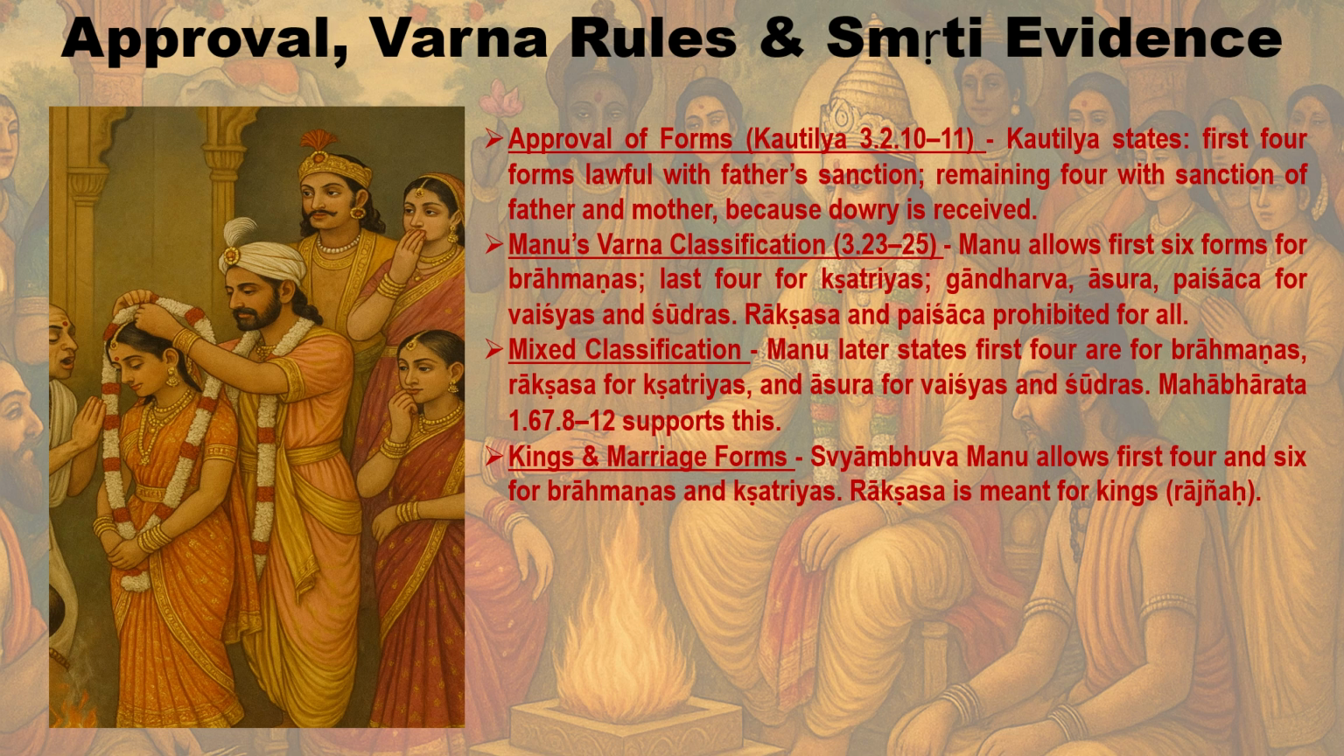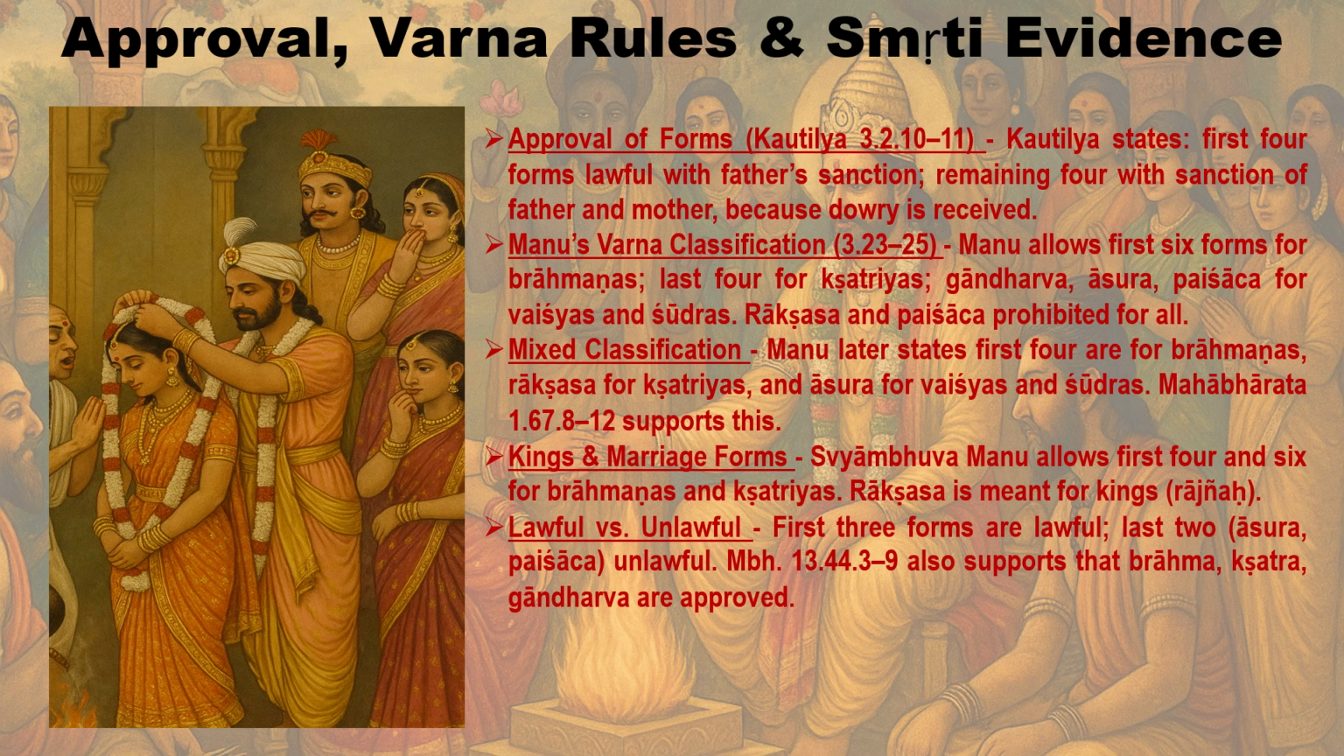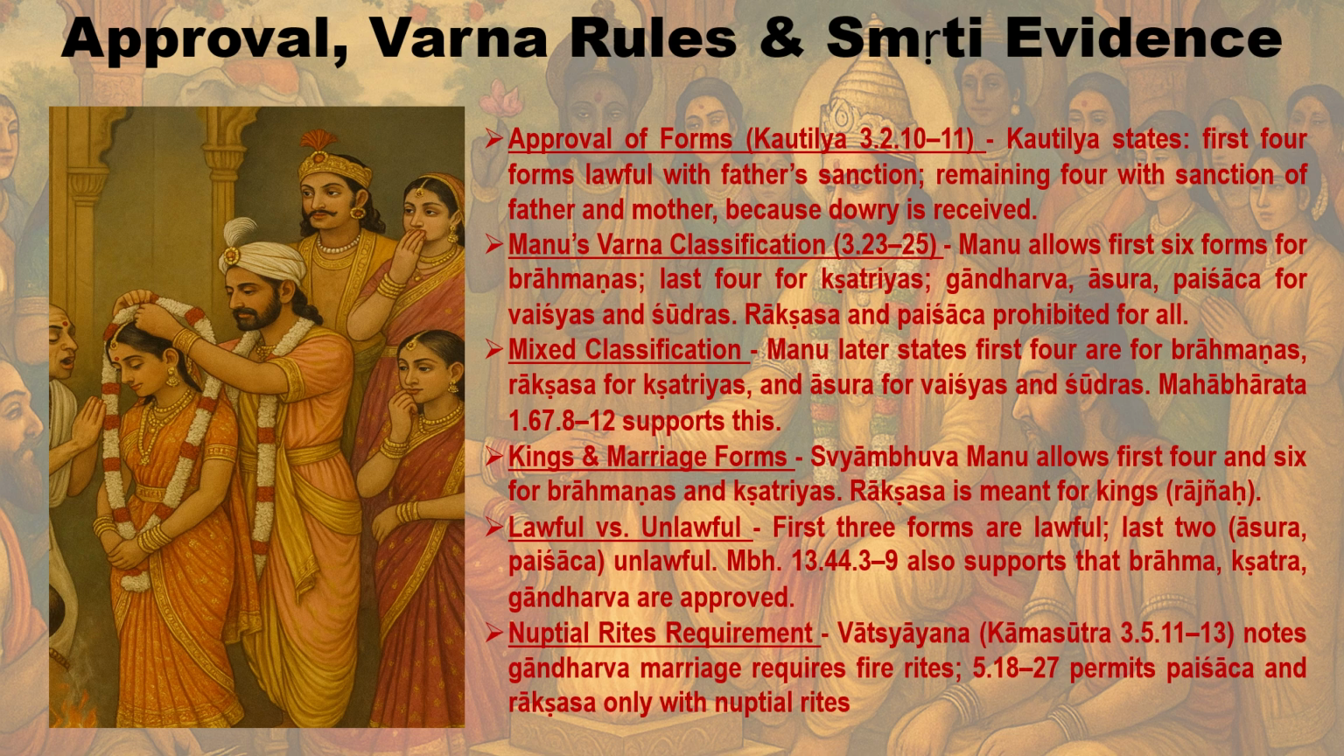Svayambhuva Manu allows the first four and six for the Brahmanas and Kshatriyas. Rakshasa is meant for kings. The first three forms are lawful. The last two, Ashura and Pishacha, are unlawful, and the Mahabharata also supports that Brahma, Kshatriya, Gandharva are approved. Vatsyayana in the Kama Sutra notes Gandharva marriage requires fire rites, and permits Pishacha and Rakshasa only with nuptial ties.